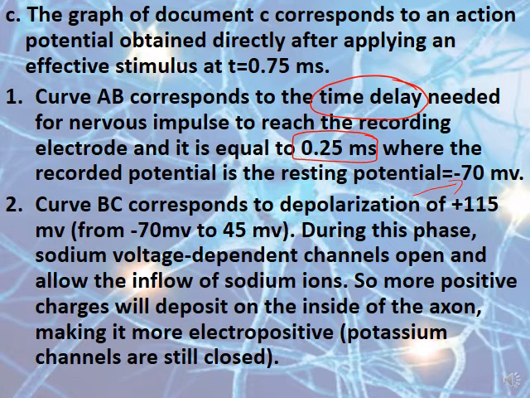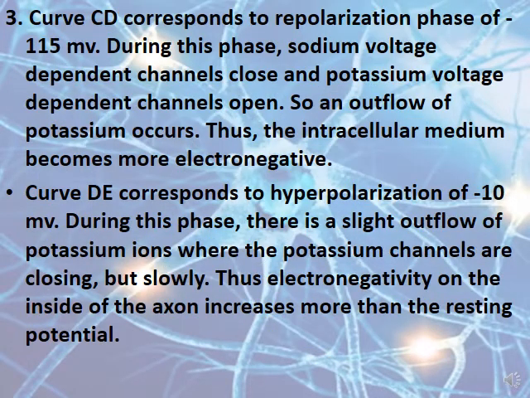During this phase, sodium voltage dependent channels open and allow the inflow of sodium ions, so more positive charges will deposit on the inside of the axon, making it more electropositive. Here the potassium channels are still closed.